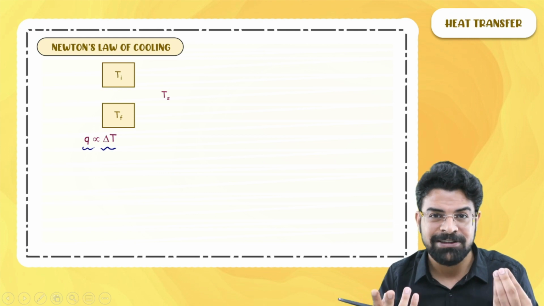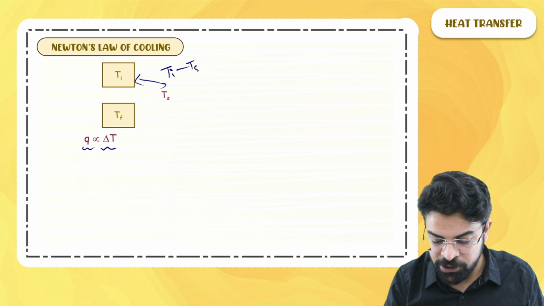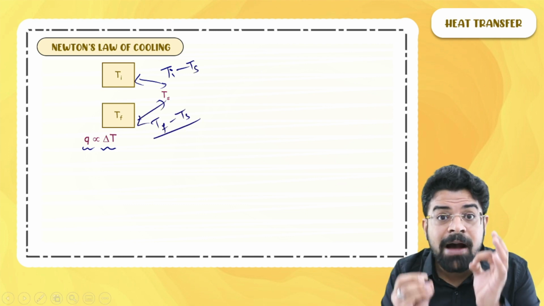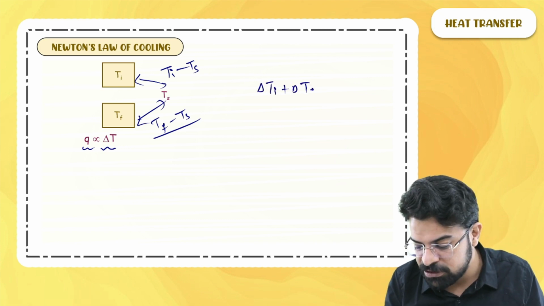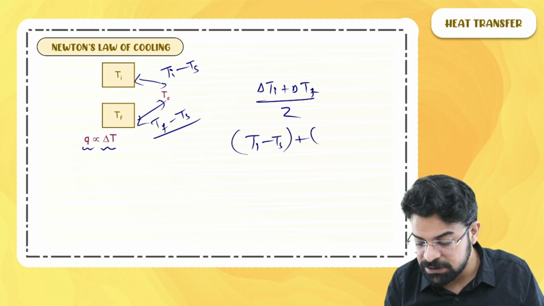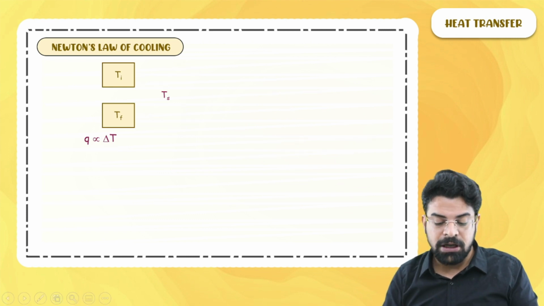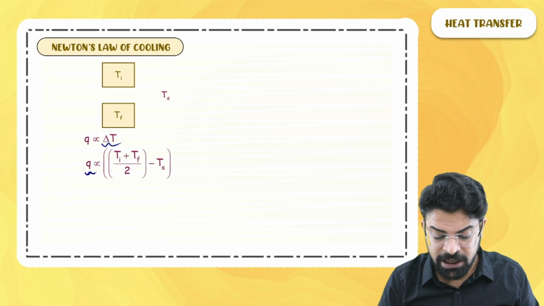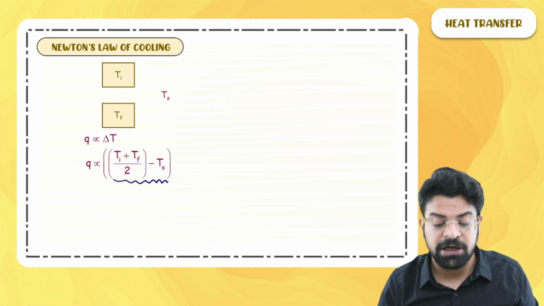Average. The initial temperature difference will be Ti minus Ts. The final temperature difference will be Tf minus Ts. So what will be the average temperature difference? You will say the initial temperature difference plus the final temperature difference by 2. That will be (Ti minus Ts) plus (Tf minus Ts) by 2. This is how we take the temperature difference. So we say that the rate of heat flow is directly proportional to the average temperature difference.